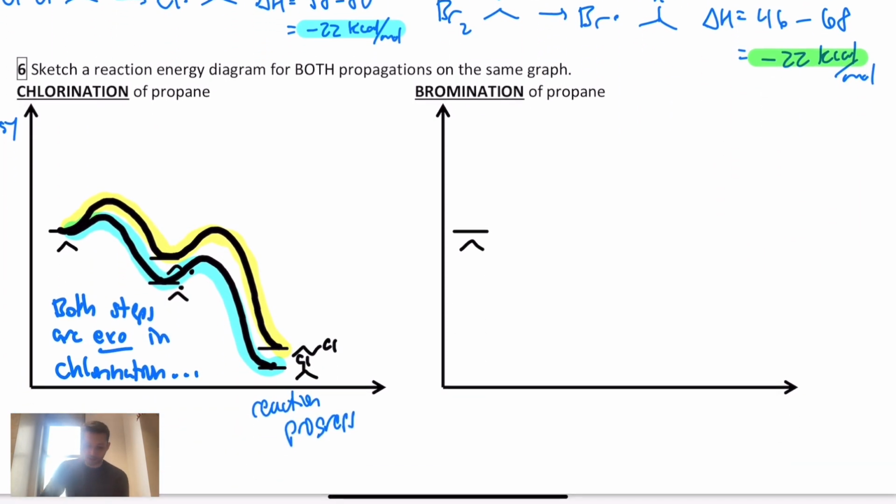So our graph's going to look a little different. If I put my energy values in first, our primary product is actually higher in energy up here somewhere. There's our primary intermediate.